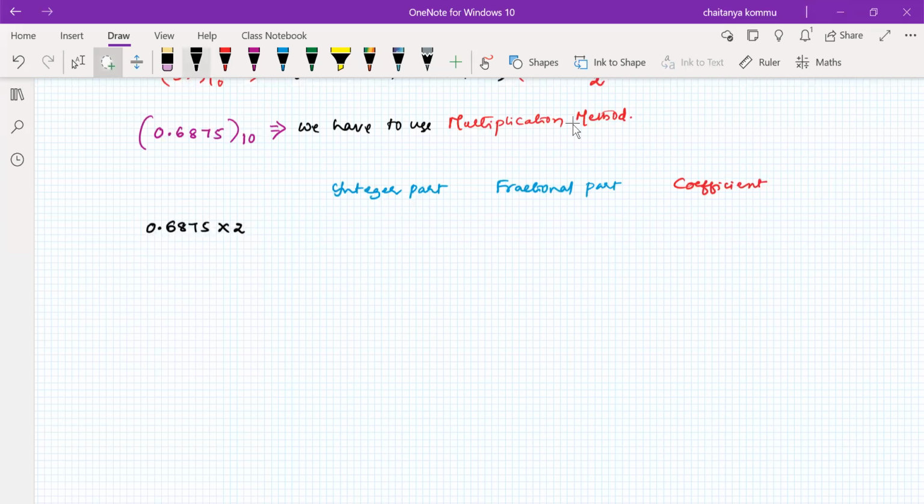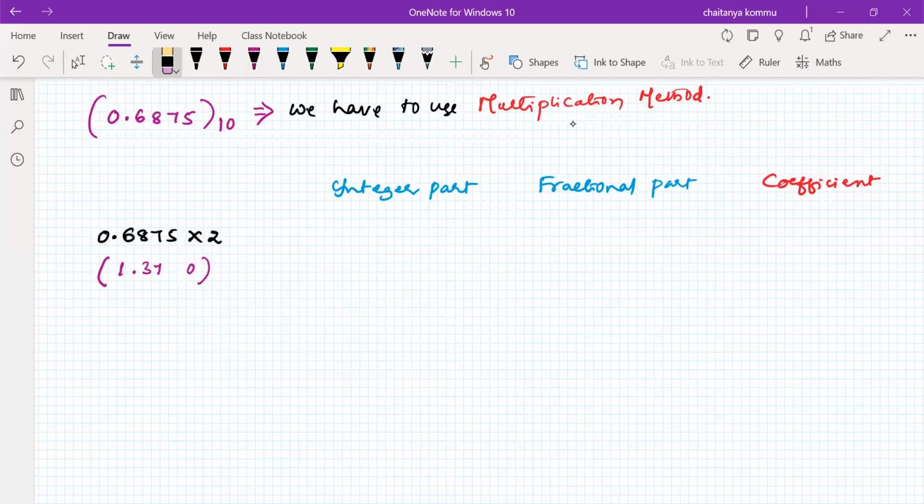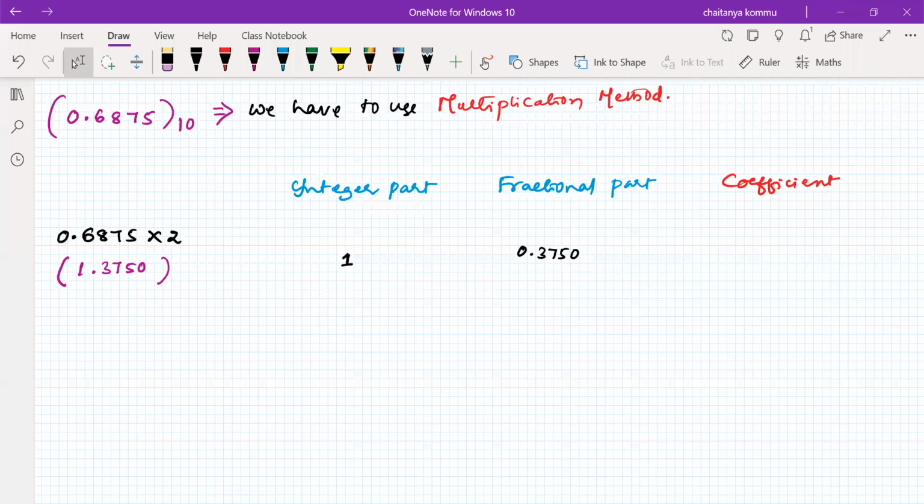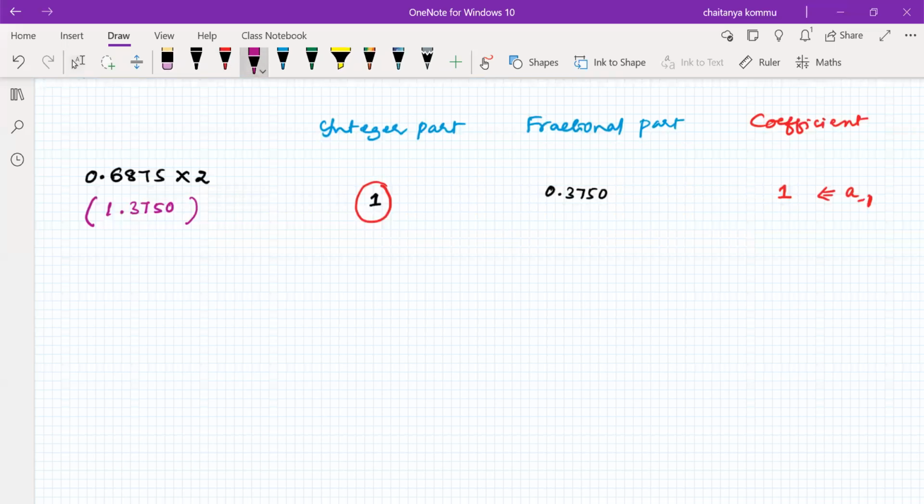If I multiply these two things, what is the value that we'll have? 1.3750, right? Agreed? Everyone should know about this. In this number, what is the integer part? 1. What is the fractional part? 0.3750, right? Whatever the integer part is, that integer part we have to consider. That is the 1. This is called a minus 1 quotient. Similarly, I have to take the remaining fractional part.